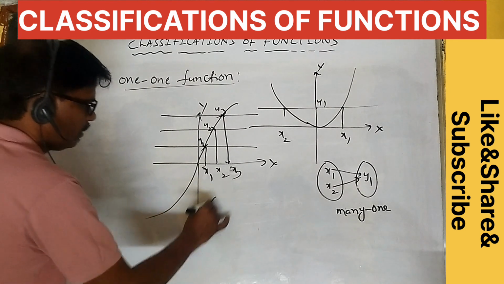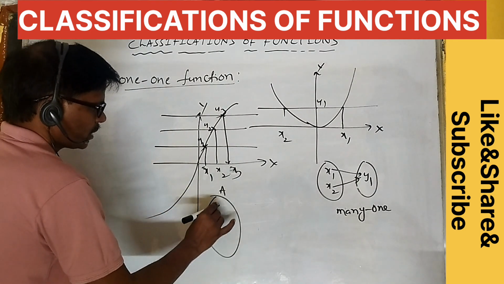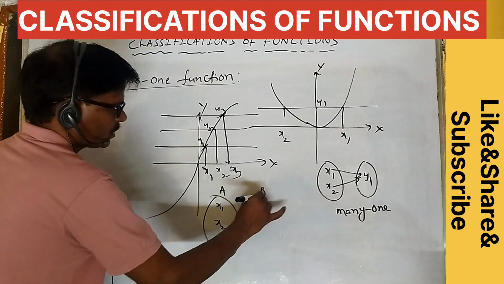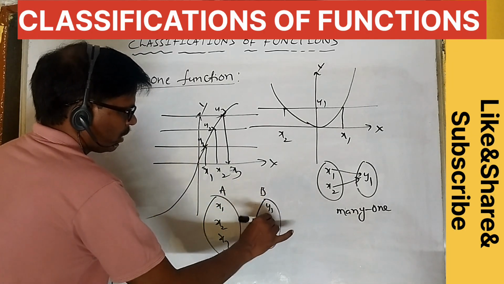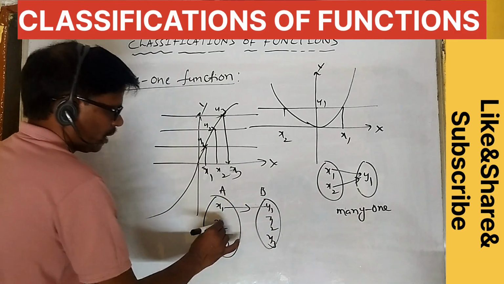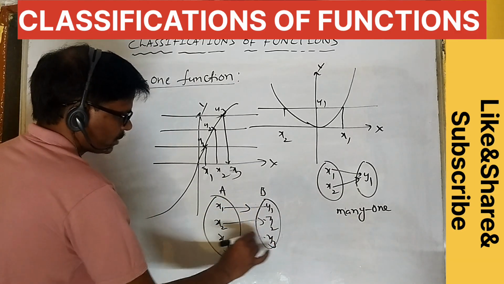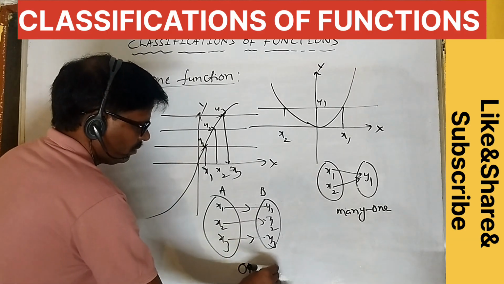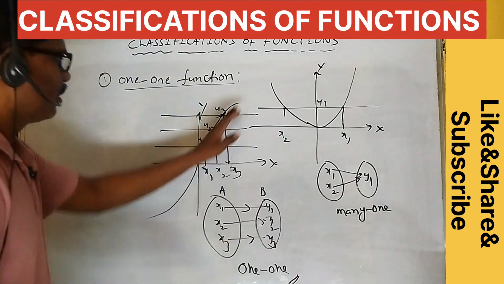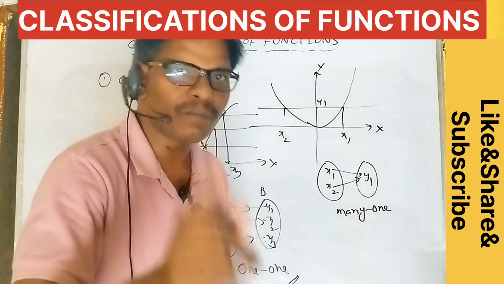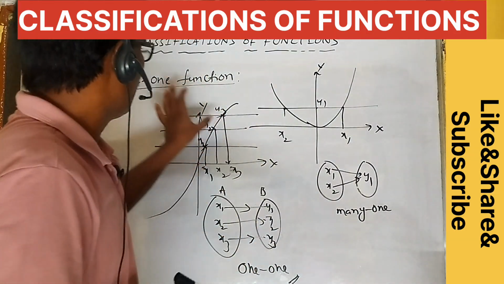Okay, what is the diagram? Set A equals x1, x2 and x3. Set B equals y1, y2 and y3. So x1 to y1, x2 to y2 and x3 to y3. This is a one-one function. Graphically, if a horizontal line cuts at only one point, it is called a one-one function.